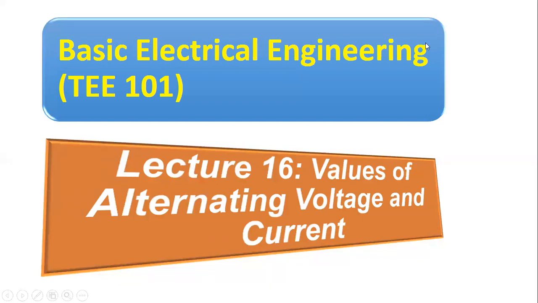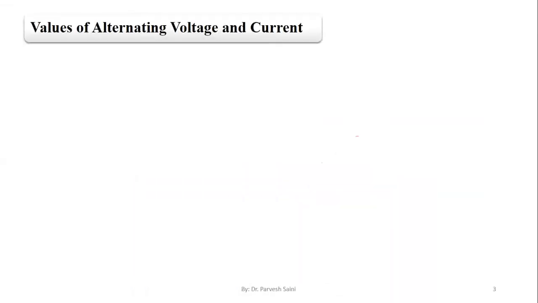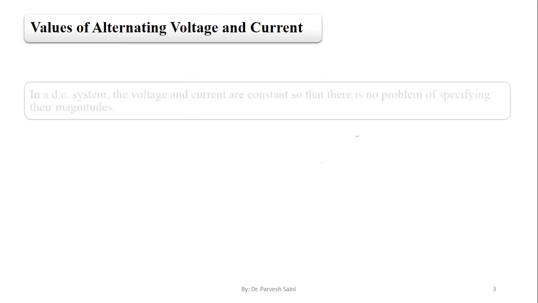In this lecture, we will discuss the various values of alternating quantity. This lecture covers the various values such as instantaneous value, peak value, average value, and RMS value as associated with the alternating quantity. Values of alternating quantity.